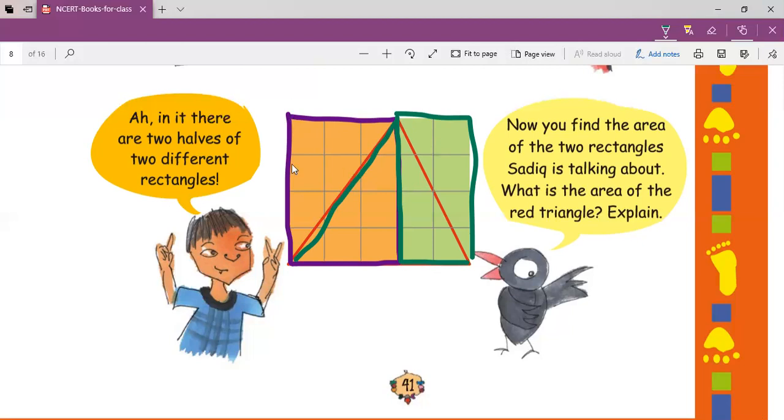So what will be the area of this saffron rectangle? Tell me fast. Length is 4, breadth is 3. What will be the multiplication of both? 4 threes are 12. If it is 12, then the triangle is half of that rectangle. So what will be the area of that triangle? The area of that triangle will be half of 12, which means 6 square centimeters. Yes. Then let's see the next one.